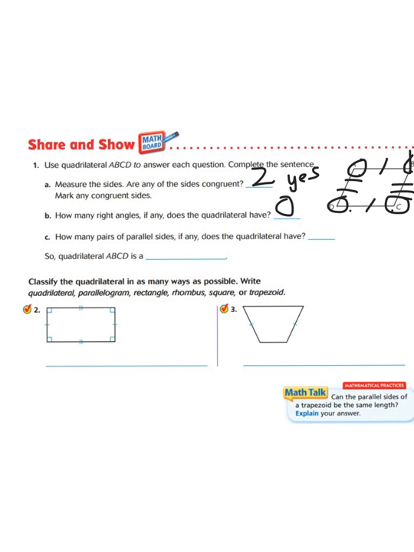How many pairs of parallel sides, if any, does the quadrilateral have? Well, this side and this side are parallel, and this side and this side are parallel. So it has 2 pairs of parallel sides. So quadrilateral A, B, C, and D is a parallelogram.